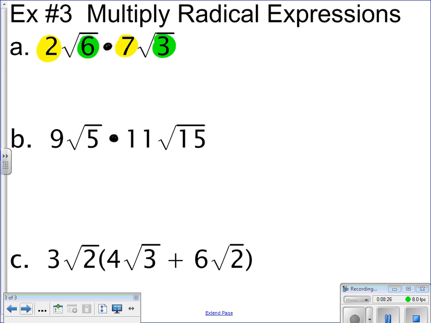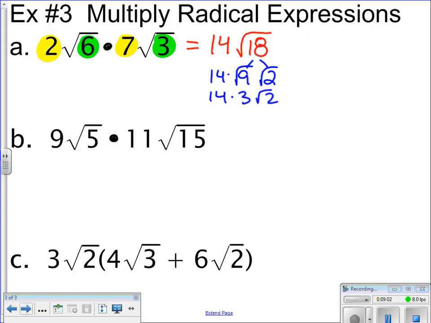So in A, 2 times 7 is 14. 6 times 3 is 18. And then 18 can be simplified. You should be thinking 9 and 2. The square root of 9 is 3. 2 can't be simplified. 3 times 14 is 42. So 42 square root 2.